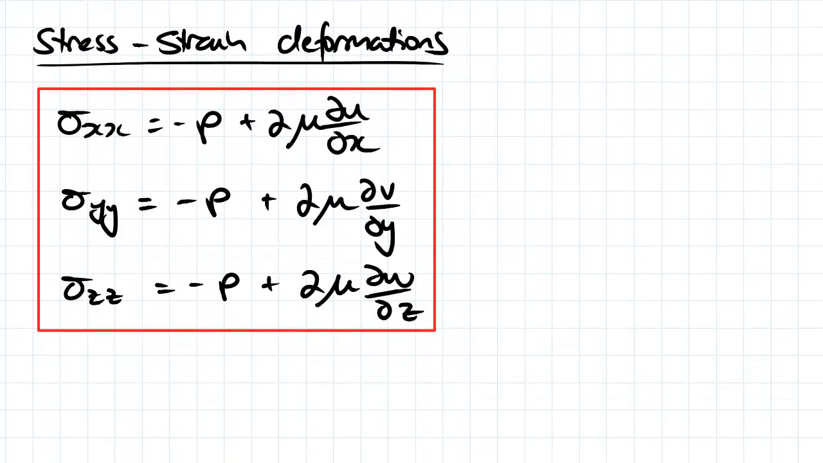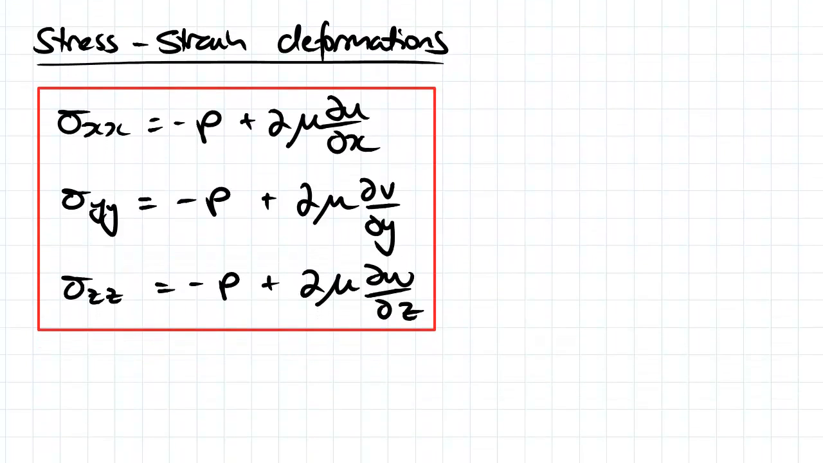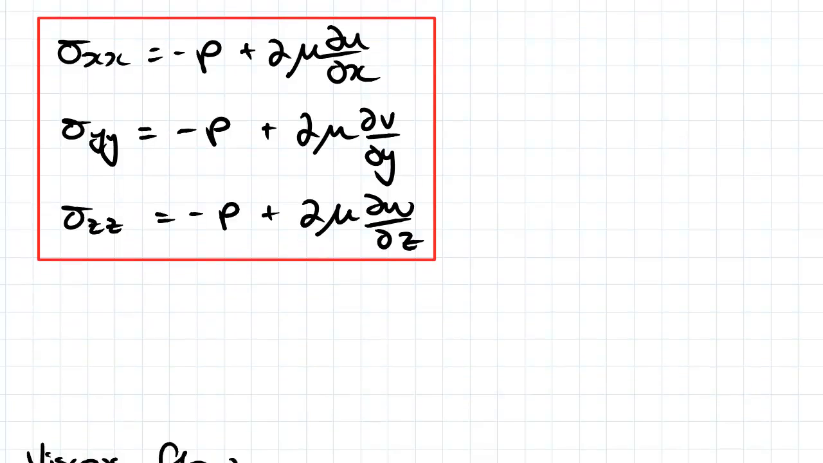So what we've got here is some relationships between the normal stresses in the x, y, and z direction. Essentially, what we have is that our stresses are linearly related to the rate of deformation. So we've got a pressure here, we've got a viscosity, and then we've got the rate of deformation. So this essentially provides us with an equation to replace our stresses with our strains, and you'll see why that's important when we move on to the Navier-Stokes equation.